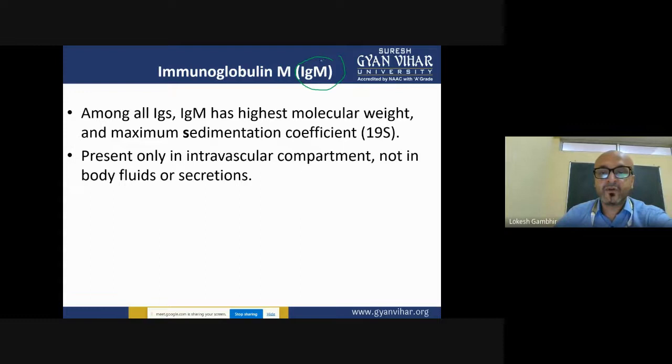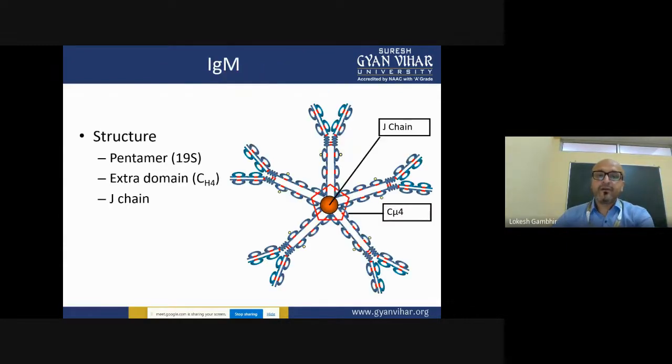When we are talking about IgM, IgM has the highest molecular weight. Why? Because it's pentavalent. It is secreted in the form of a pentamer. Now let us see how we are talking about it as a pentamer. This is the structure that we are talking about.